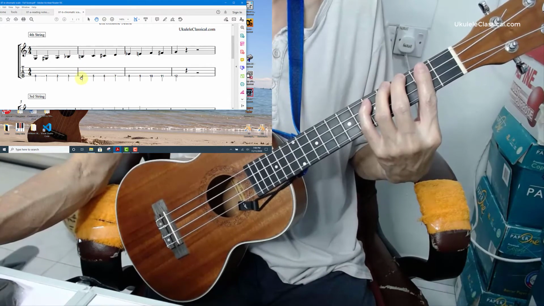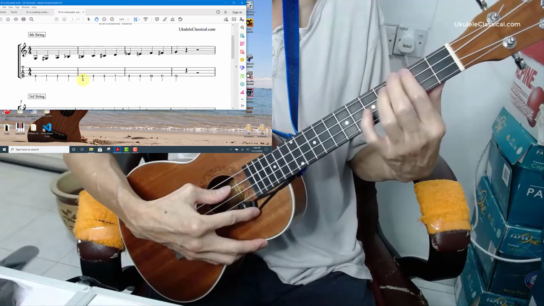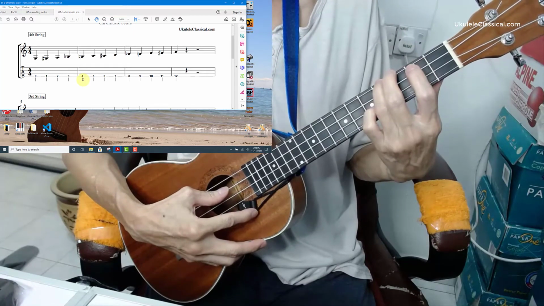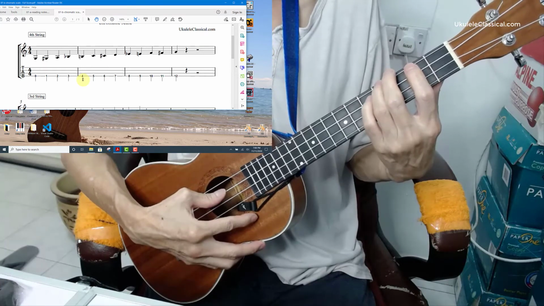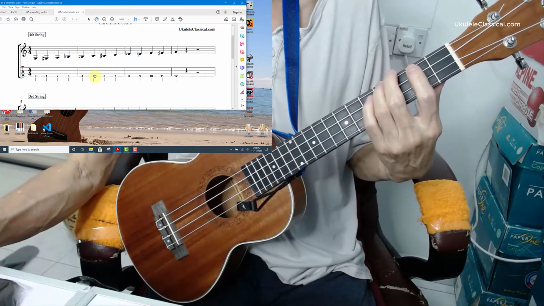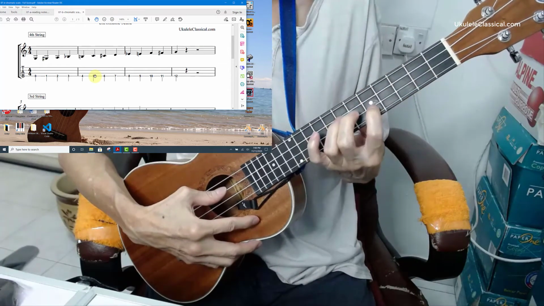So this fourth fret here, 1, 2, 3, 4, is a B. Okay, B. And then if you go to the fifth fret, which is this one here, it's a C. The first dot is the fifth fret.